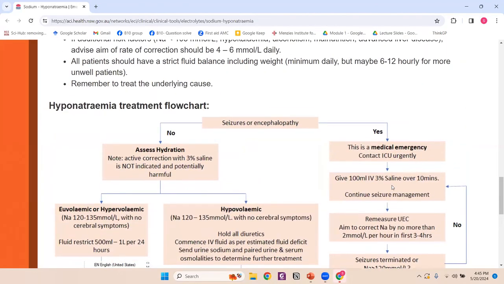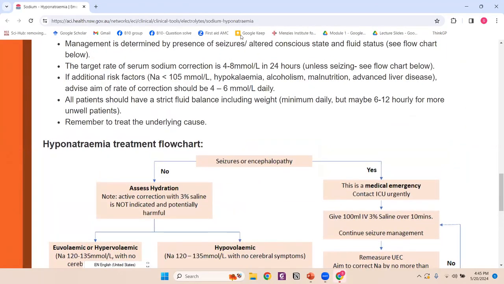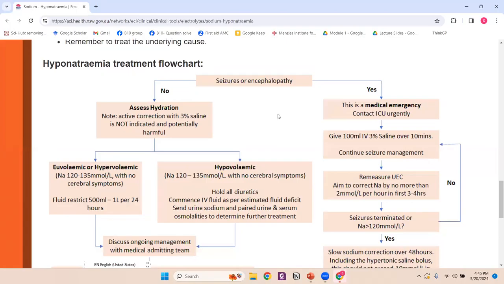Not overcorrect. Can somebody mention why we shouldn't rapidly overcorrect this hyponatremia? Can somebody mention the reason for that? Yes, pontine demyelination, the risk of pontine demyelination. Very good.